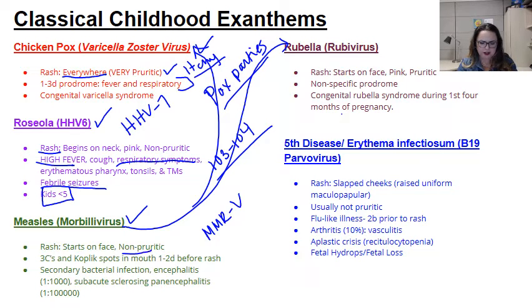You have a non-pruritic rash, which starts on the face. Remember, you've got the 3 C's: cough, conjunctivitis, and coryza, and then you get the Koplik spots in the mouth 1 to 2 days before the rash. You can also sometimes see secondary bacterial infection with measles.